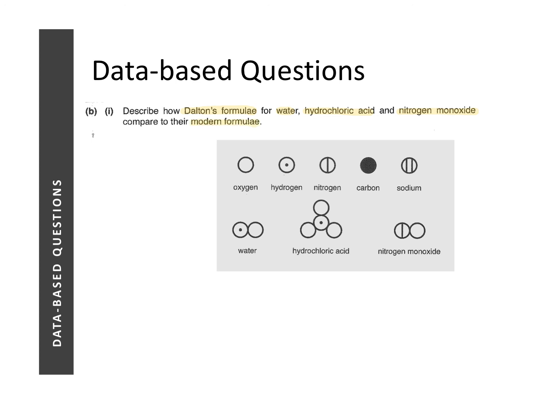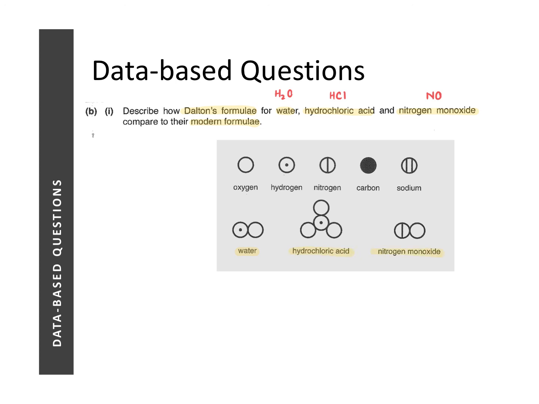So the very first thing that you need to do is to write down the modern formula for water, hydrochloric acid, and nitrogen monoxide. So water is H2O, hydrochloric acid is HCl, and nitrogen monoxide is NO. Next we need to compare to Dalton's symbol for water, hydrochloric acid, and nitrogen monoxide.